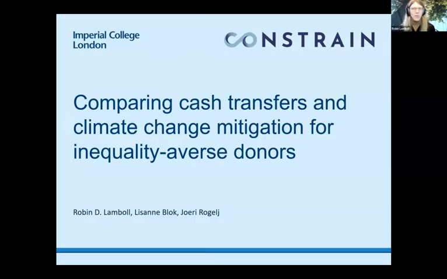Yes, this talk follows on very naturally from the previous one, which ended with a comment about how you would need to include inequality aversion in order to do some of the comparisons that I was mentioning. So this is basically an attempt to do that in a way that includes several different damage functions.